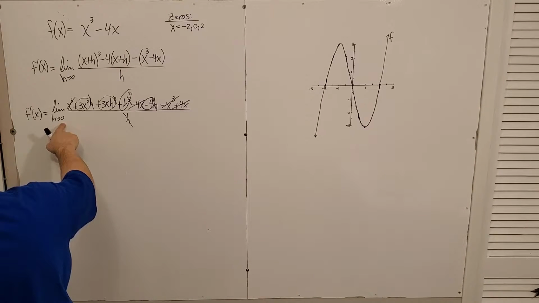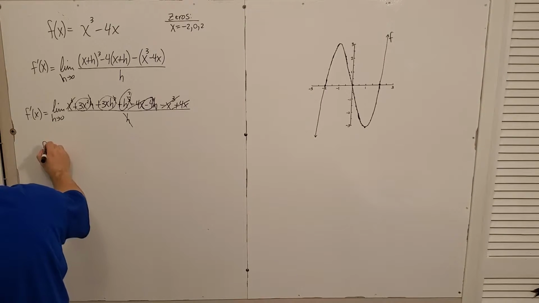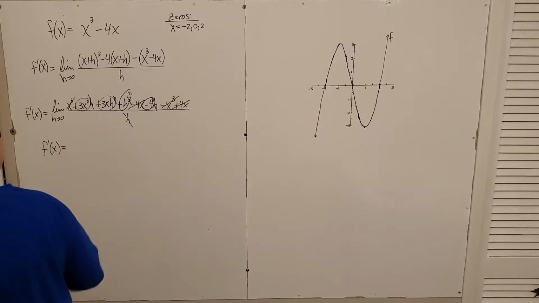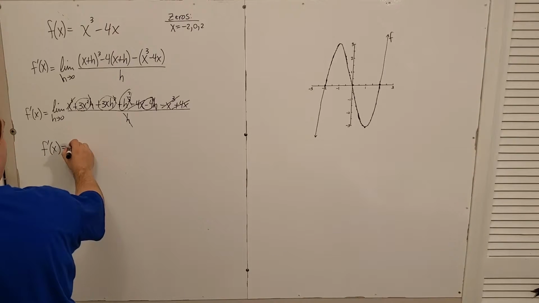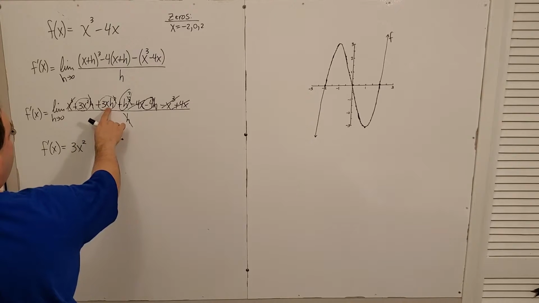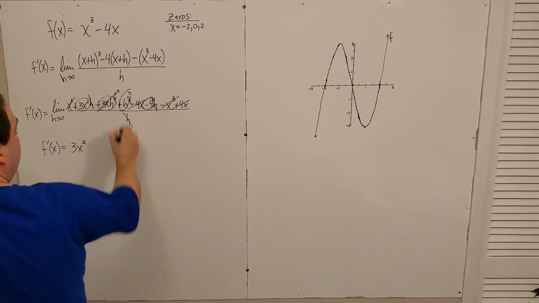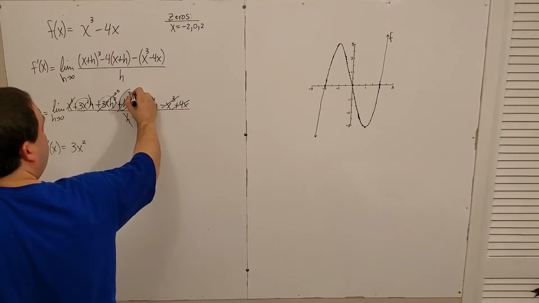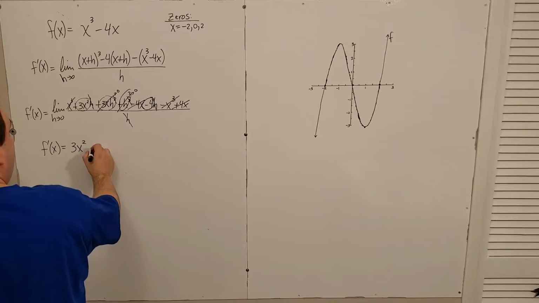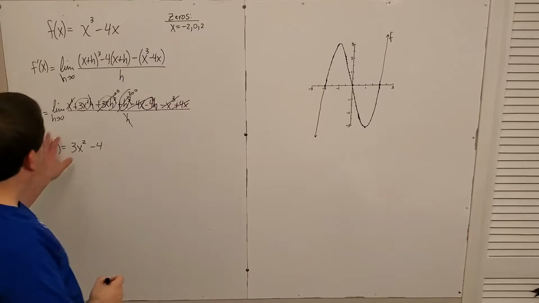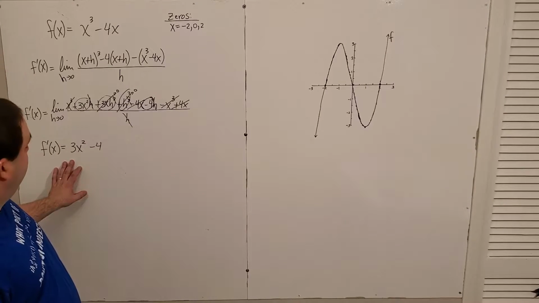Take the limit as h goes to 0. So my first derivative function is 3x squared. h goes to 0, so this goes to 0. Same thing here, this goes to 0. Minus 4. Okay, so there's my first derivative function.